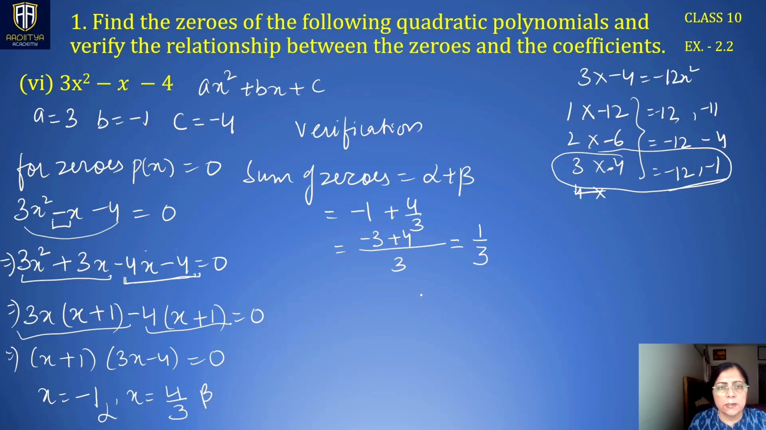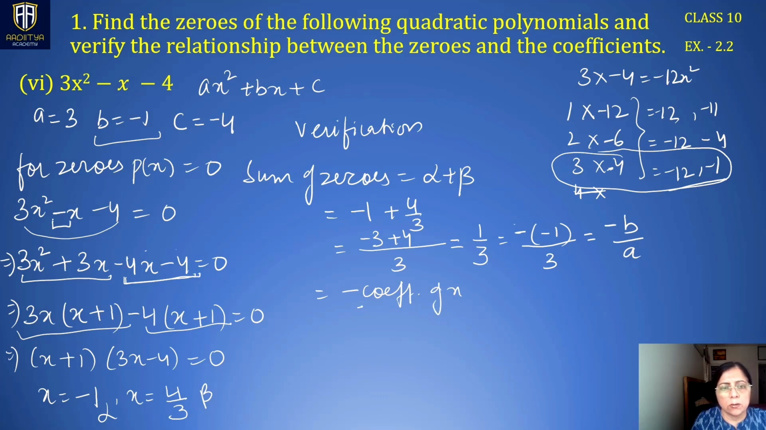Now we have to show that we can write this as minus b over a. I put minus here. What is b? B is minus 1, so I write minus 1 inside the bracket. 3 corresponds to a. So we can see that we have written 1 by 3, the sum of zeros, as minus b by a, which is the negative of the coefficient of x over the coefficient of x squared.